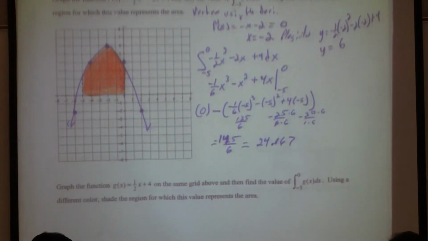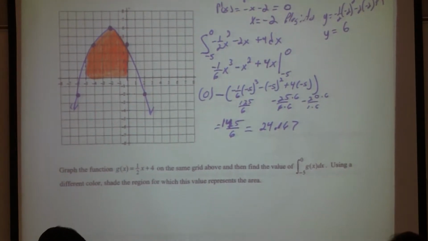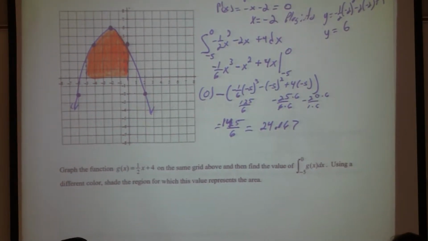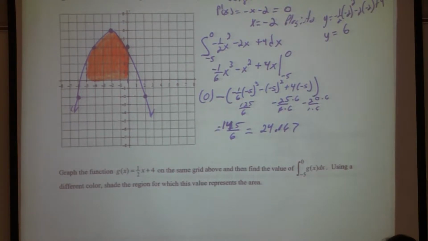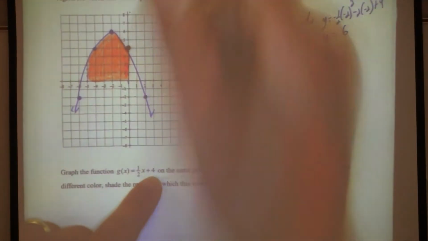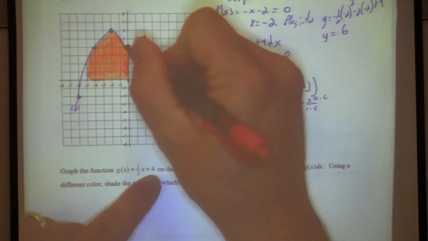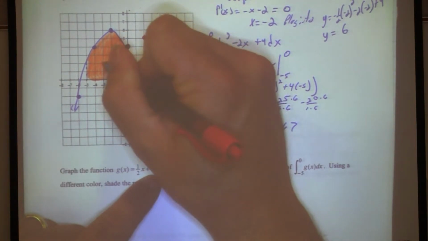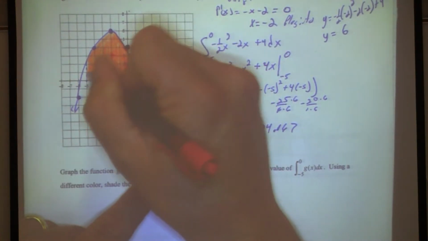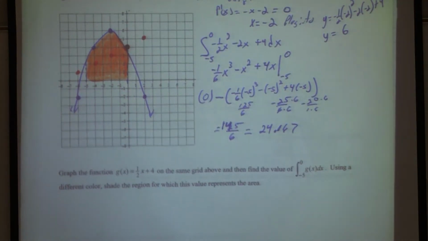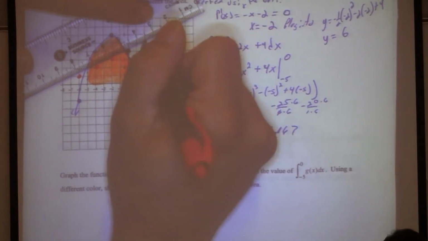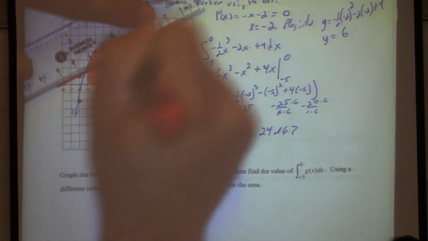Alright, now we're gonna draw another graph, and we're gonna find the bounded space of that graph and the x-axis. So they want you to graph this line. So 1/2 x plus 4, how do I graph that? Start at the y-intercept, which is 4, and then 1 up, 2 to the right, or 1 down and 2 to the left. And connect the dots. And then I want you to draw or color in the bounded space for that line.